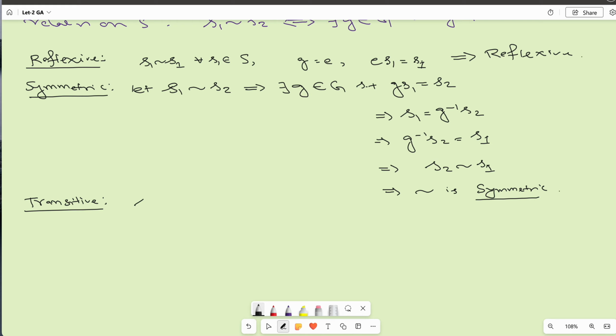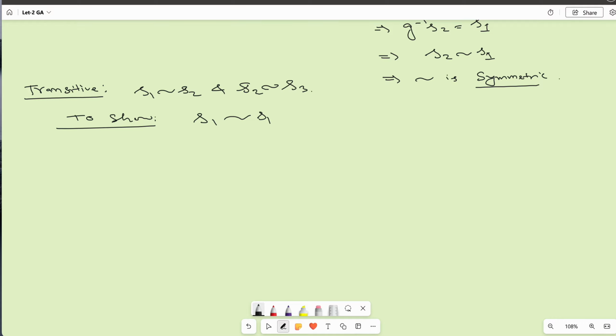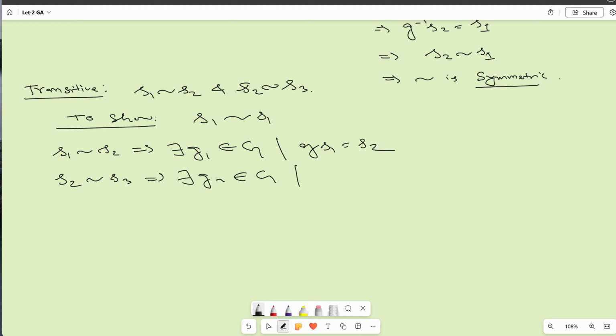Suppose S1 is related to S2, and S2 is related to S3. Then you just have to show that S1 is related to S3. How do you show it? What do you mean by S1 is related to S2? S1 is related to S2 implies that there exists a G1 inside G, such that G1 of S1 equals S2, right? And S2 is related to S3 implies that there exists a G2 inside G, such that G2 of S2 equals S3, right?